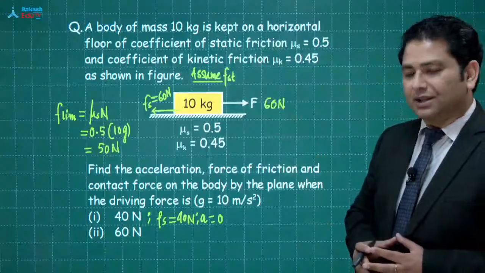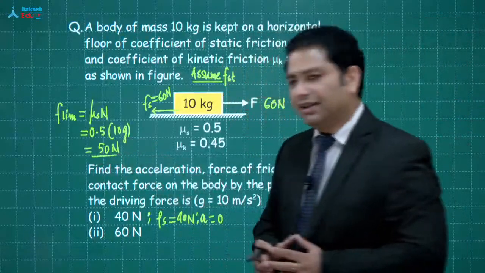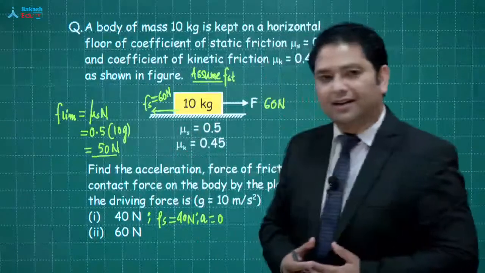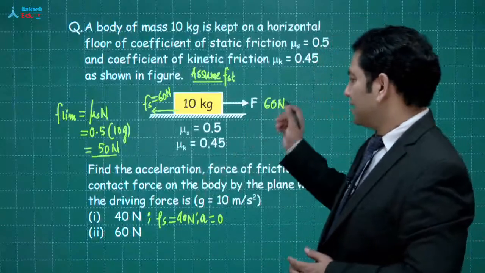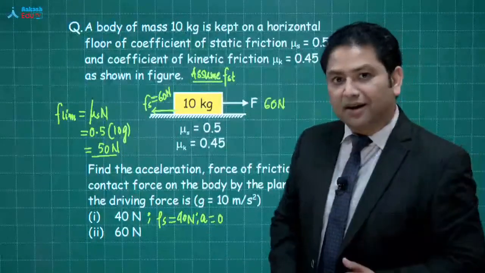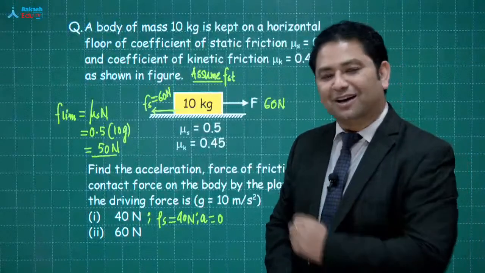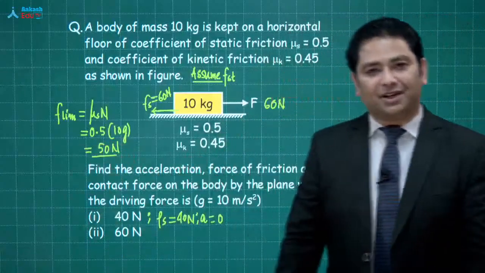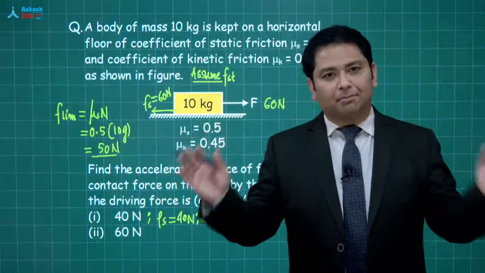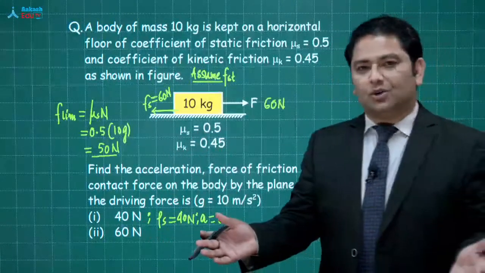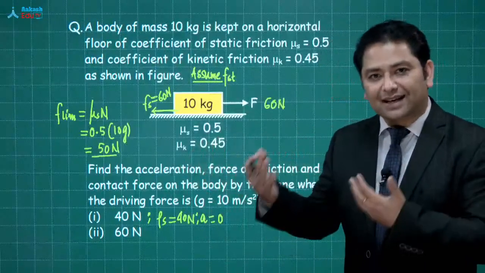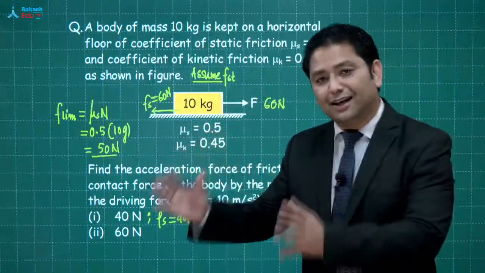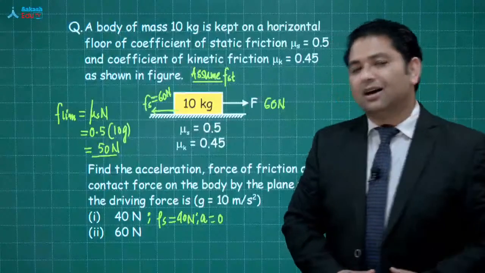Static friction is 60 Newton, but the maximum value of static friction, which we call limiting friction, how much is the value of limiting friction? 50 Newton. Is everything fine or is something wrong? Something is wrong, because the static friction is coming out to be greater than limiting friction. Impossible, it's not possible. So if this is not possible, what does that imply? That implies our assumption was incorrect. What we assumed is incorrect.